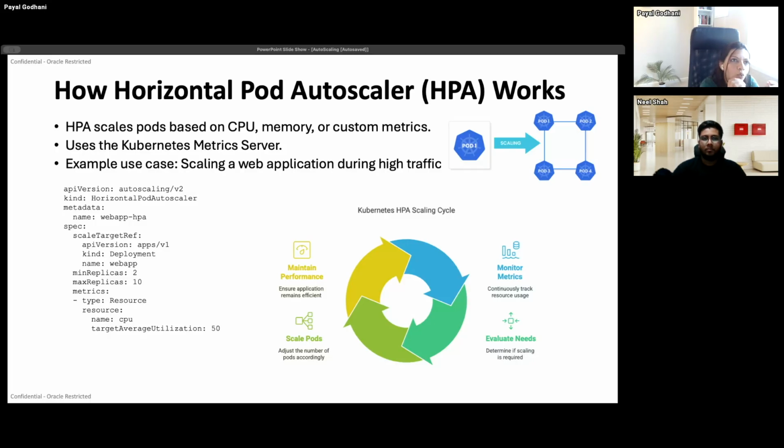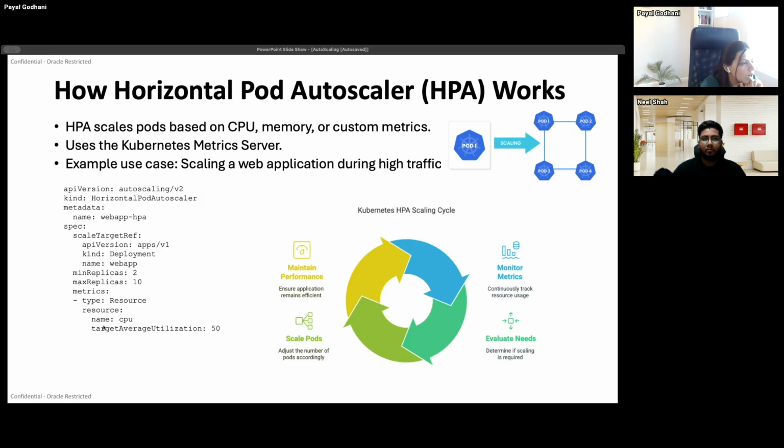So you would want to use the horizontal pod autoscaler especially when it comes to a web application during high traffic, like the scenarios that we discussed. It would be pretty useful over there. So a typical life cycle would be: it keeps on monitoring the metrics based on the sync period you decide. It will evaluate your needs. If scaling, it will look at all these parameters to understand, do I need to scale pods? If yes, it will go ahead and scale the pods, and it will try to maintain the performance as you have crafted in your horizontal pod autoscaler.